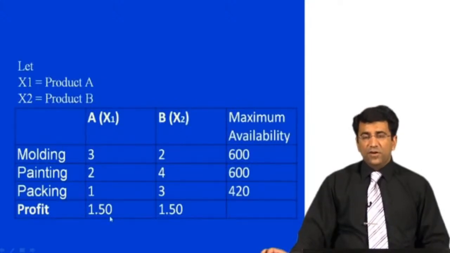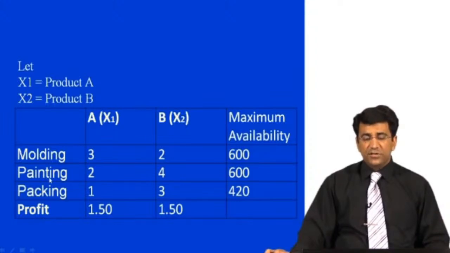Now class, if we convert that statement into the form of a table by supposing that x1 is equal to the products A produced and x2 is equal to the products B produced, we'll have this sort of table. Product A requires 3 minutes of molding and product B requires 2 minutes of molding, and the total molding time capacity is 600 minutes. So this relates to our first constraint relating to molding.